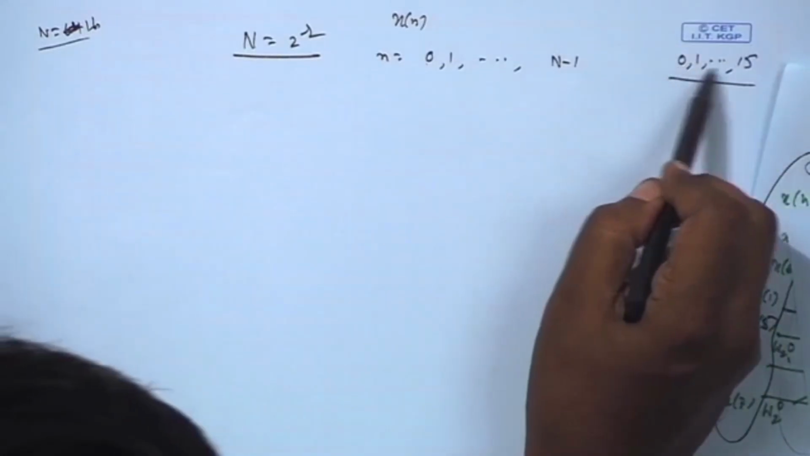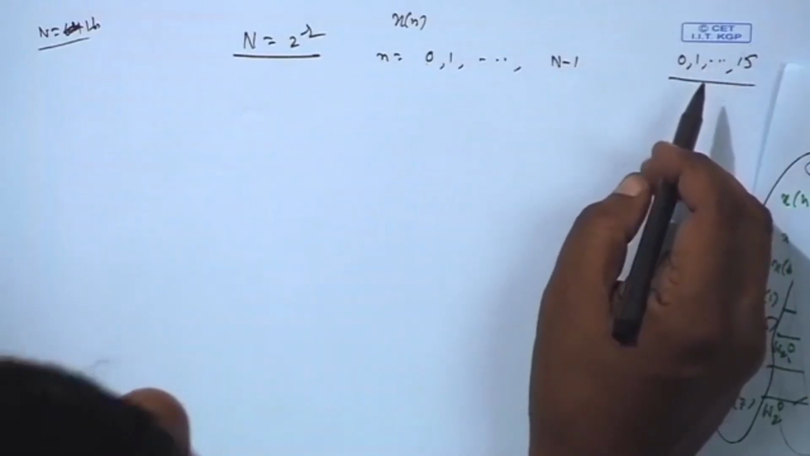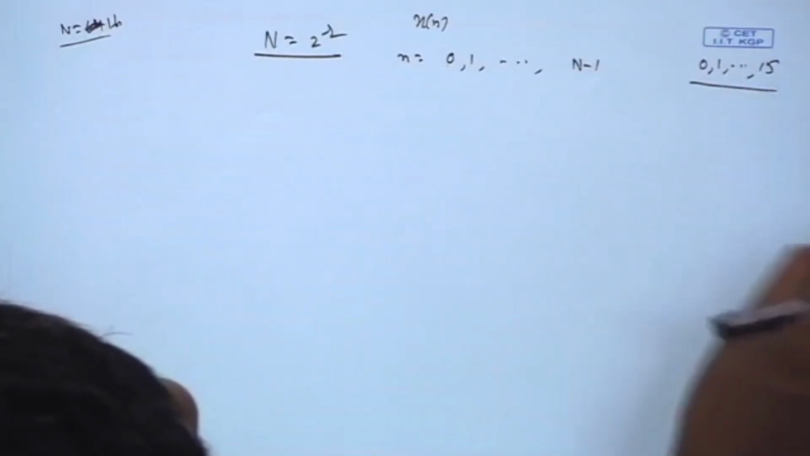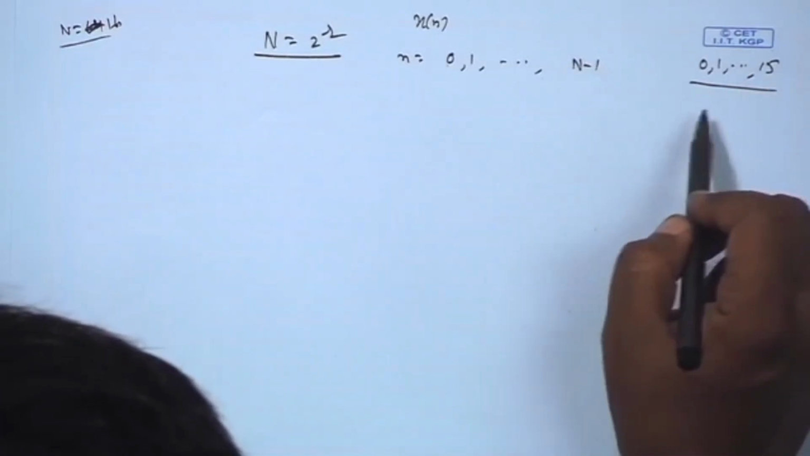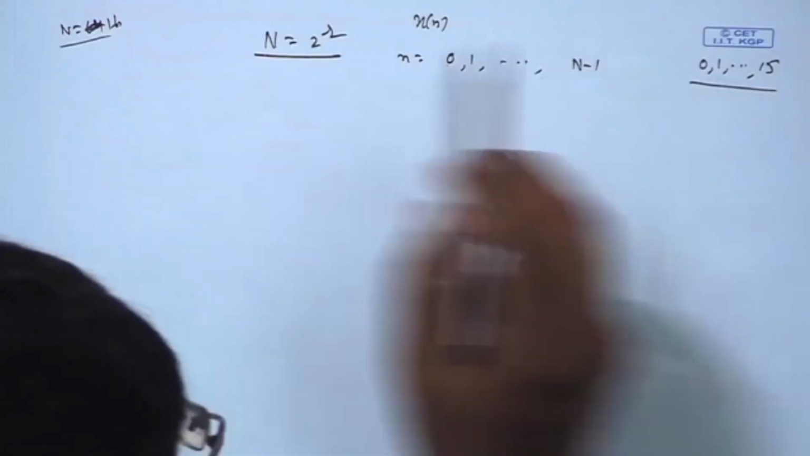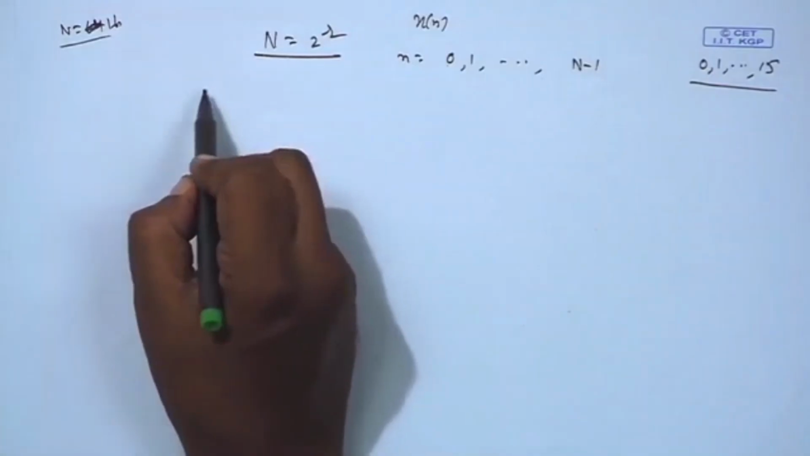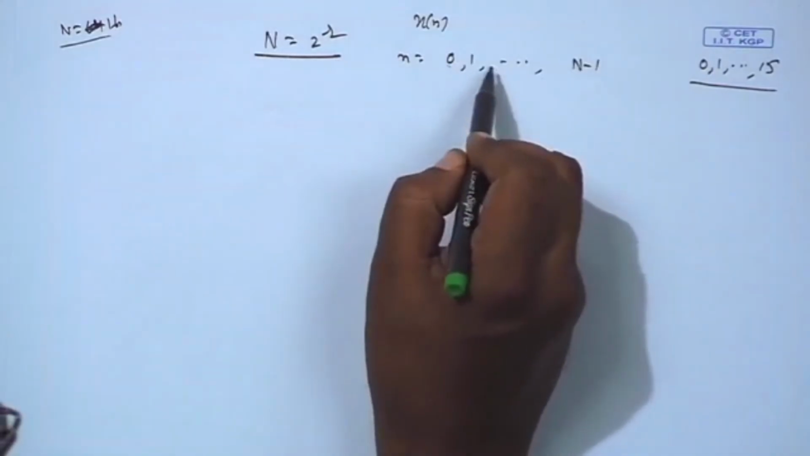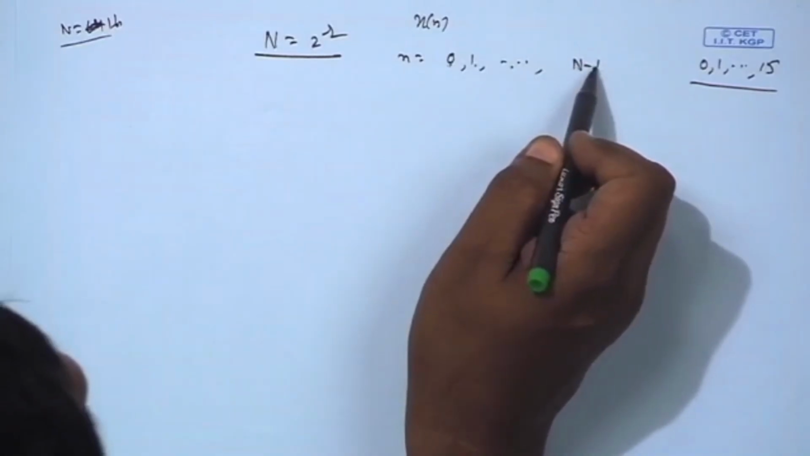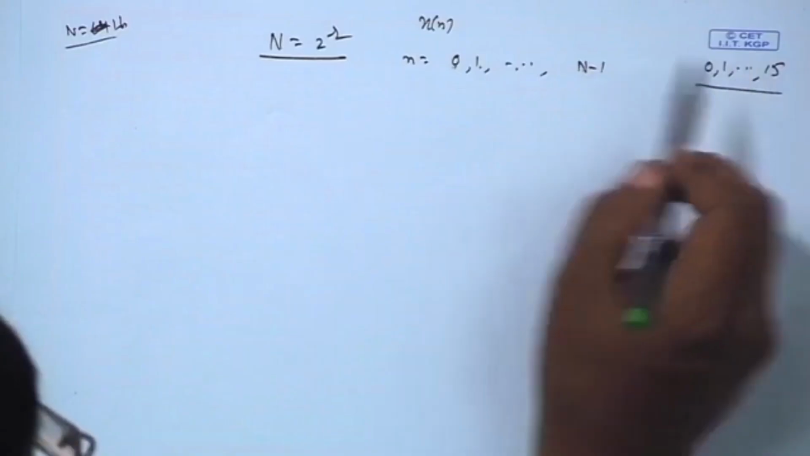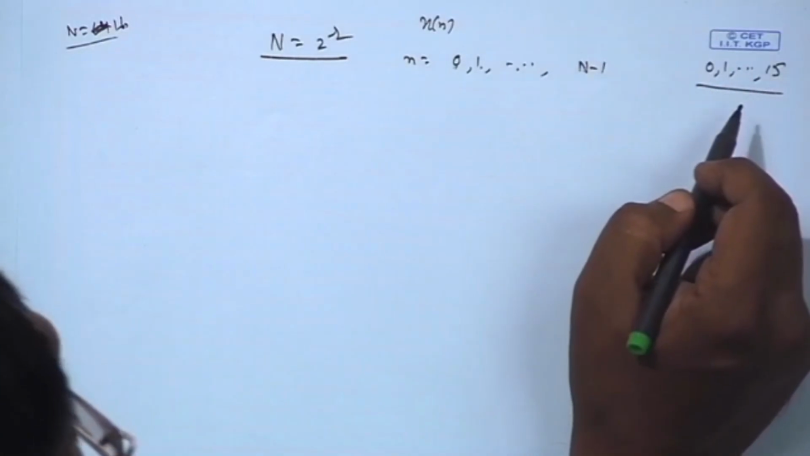Now, all these decimal numbers, integers 0, 1, 2, 3 up to 15, if I want to represent them by binary words, how many bits will be required? 4 bits here, 2 to the power 4 is 16. So, 0000, 0001, 0010, like that. In general, if it is 2 to the power r, I will require r bits. So, every index value 0, 1, 2, up to capital N minus 1, like 15 here, will require r bits.